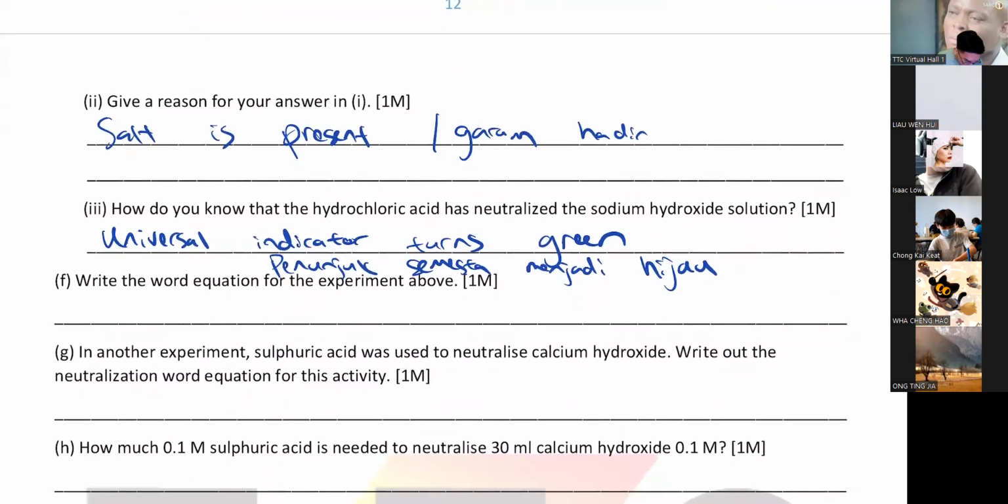Anyway, F. Write the word equation for the experiment above. The beginner version is acid plus alkali. You get salt and water. The master race version, is this Chinese or Malaysian?